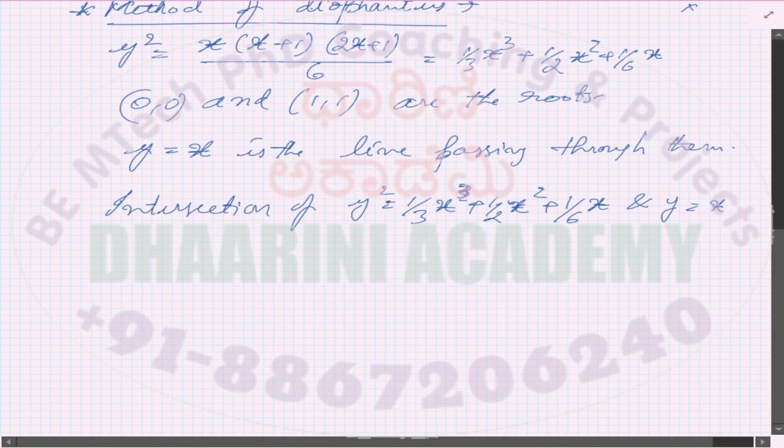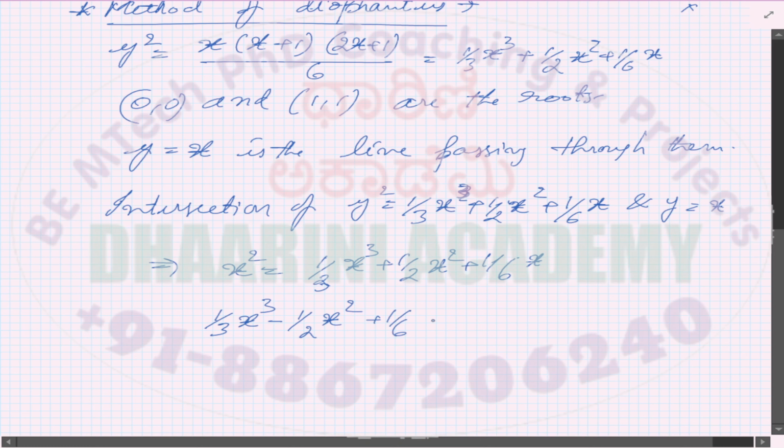So how do you solve this? You make y square equal to x square. This implies x square is equal to the right hand side, that is 1 by 3 x cube plus 1 by 2 x square plus 1 by 6 x. Now what happens when you simplify? Take the x square to the other side. So this means it is 1 by 3 x cube, and 1 minus 1 by 2, so minus 1 by 2 x square, plus 1 by 6 x is equal to 0.